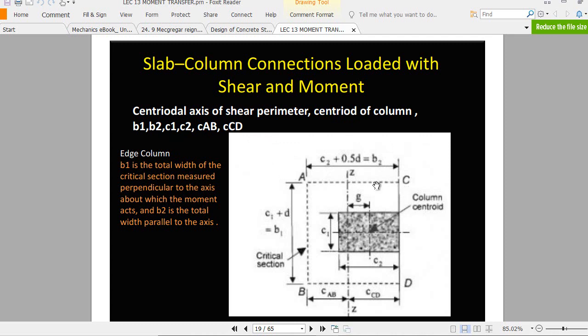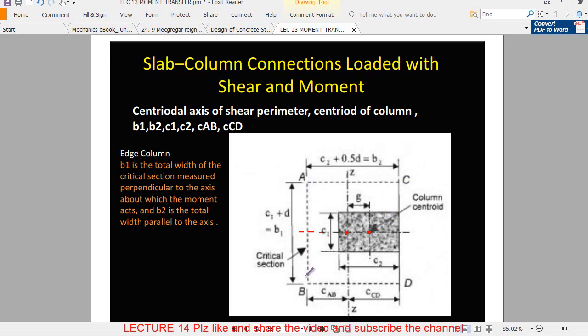You see, this is an H column. In the H column you see this axis, which is the Z axis, and similarly this other axis, which passes through the centroid of the column. But this Z axis is not passing through the centroid of the column. This is very important. This point is called the centroid of the shear parameter, not the centroid of the column. The centroid of the column is this one.